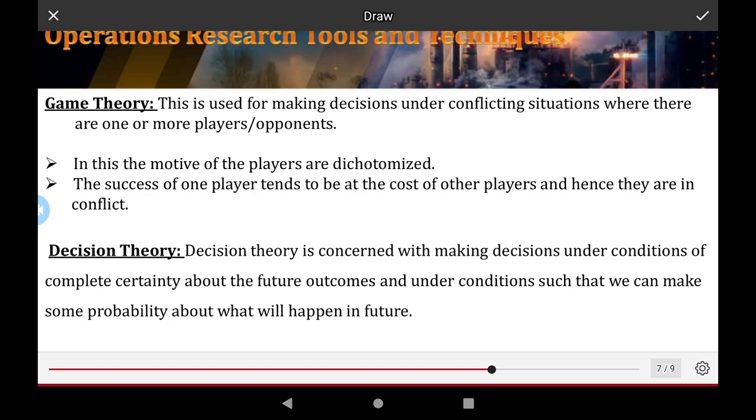Okay, this is the decision theory, also provided for the managers, with some of the tools and techniques in probability. Okay, and certainty about the future outcomes. Under the condition, we can take the first service, the first customer coming in.